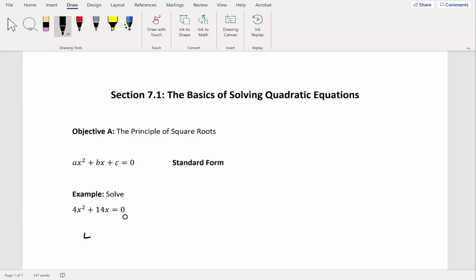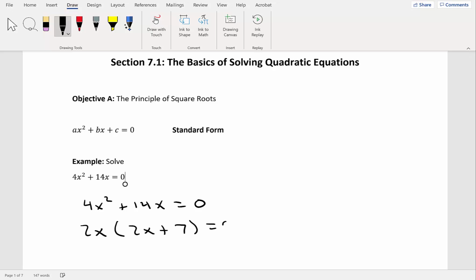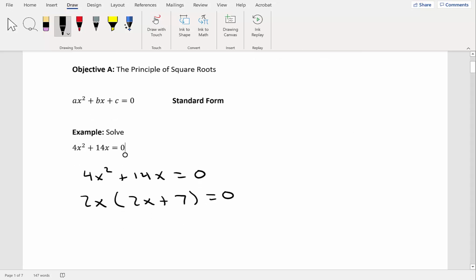So for our first example, we have 4x squared plus 14x equal to 0. To begin to factor this out, the first thing that I notice is there is a GCF of 2x. So I can factor out a 2x, and now I'm left with 2x plus 7, and I have equal to 0. Now I go ahead and set each factor equal to 0. So I have 2x is equal to 0, and then 2x plus 7 is equal to 0.